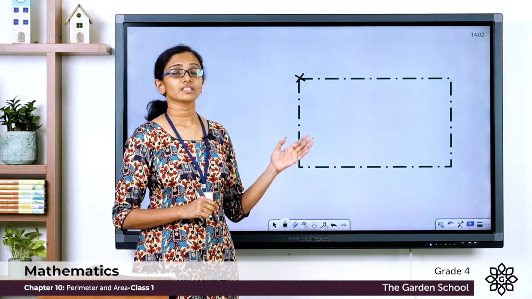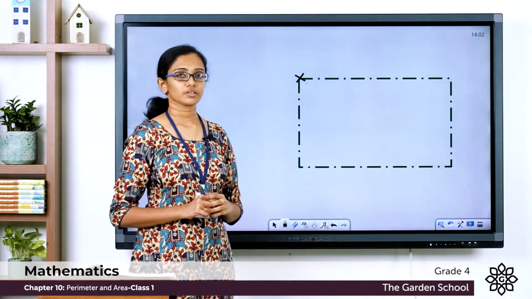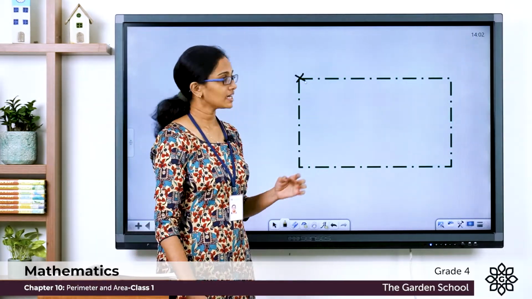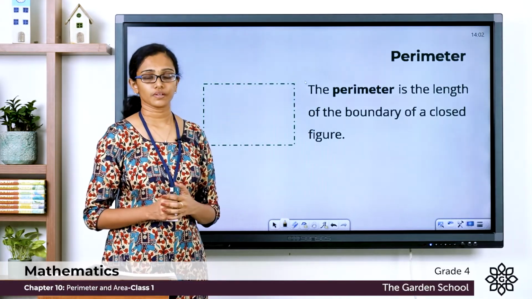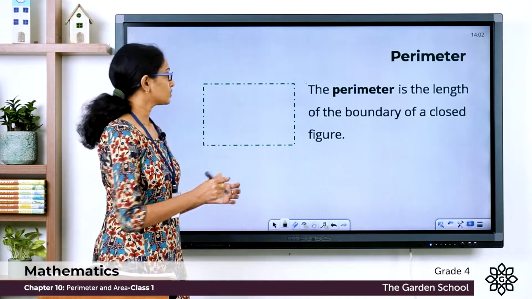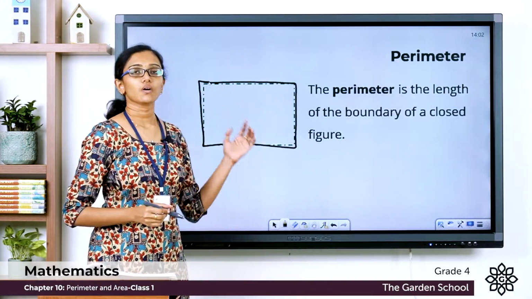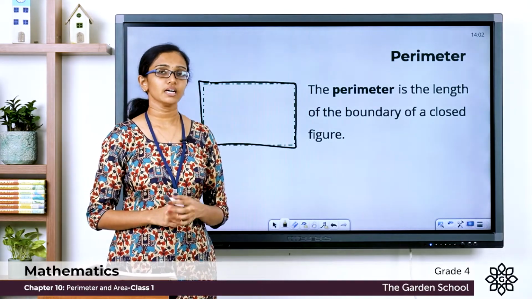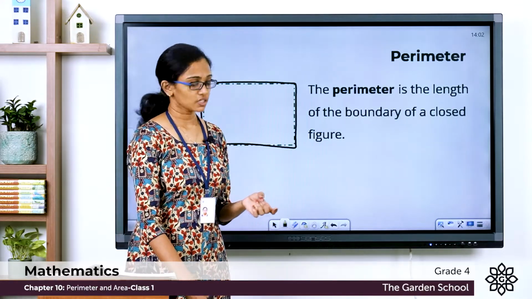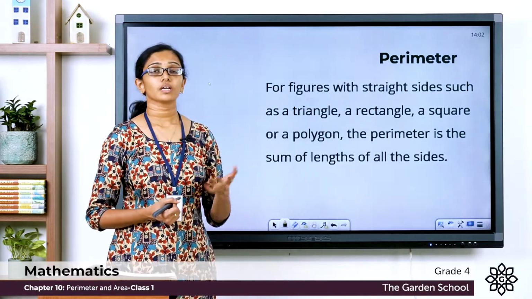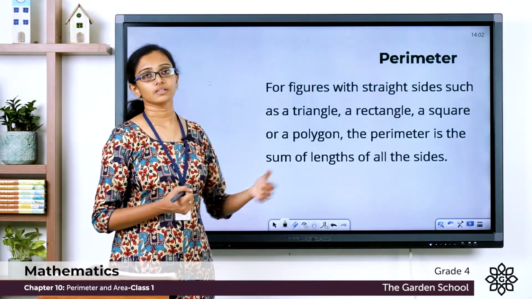That distance, or the length of the boundary, is called the perimeter of this ground. So how can we define perimeter? Perimeter is the length of the boundary of a closed figure. So the length along the edges, or the length of the boundary of a closed figure, is called its perimeter. In the case of closed figures such as rectangles, squares or even polygons, the perimeter would be the sum of the lengths of all the sides.